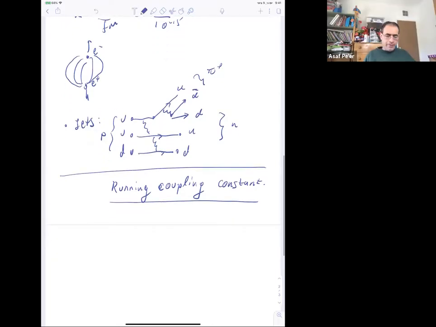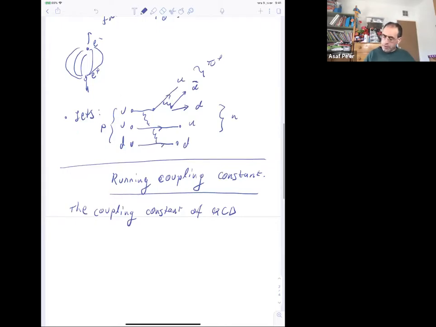So heuristically, what happens is that the coupling constant of QCD, actually not just of QCD, all the coupling constants, depend on the length, which is inversely proportional to the energy. So that's the name running coupling constants.